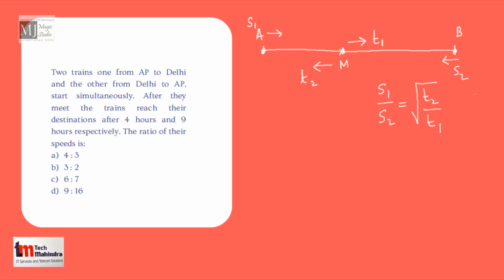And if you have followed my previous method where we discussed all the concepts, you'd end up getting the same thing. So here S1 and S2 are missing. T1 is 4 hours. T2 is 9 hours. Therefore S1 by S2 should be root over 9 by 4, that is 3 by 2. The ratio of speed is 3:2.